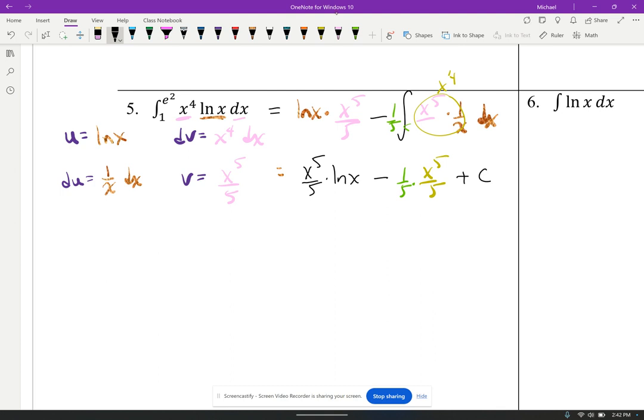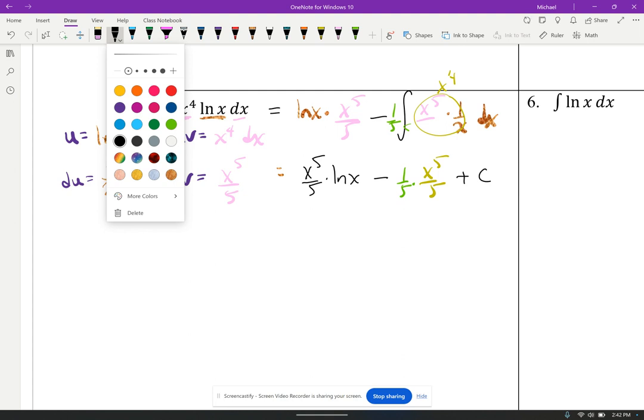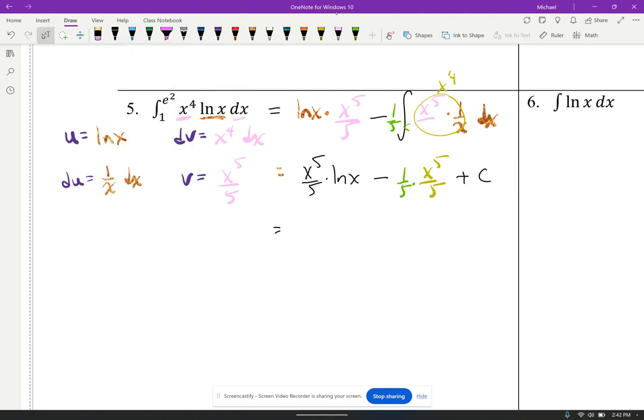So I could reduce this and get x to the 4th, and then take the antiderivative. The 1/5 came from the fact that I was dividing by 5, so now I have to bring it back into the picture. So my final antiderivative, if I want to clean it up, would be something that looks like this.